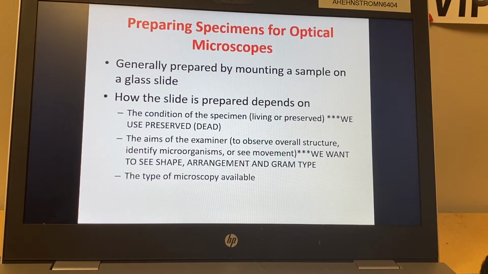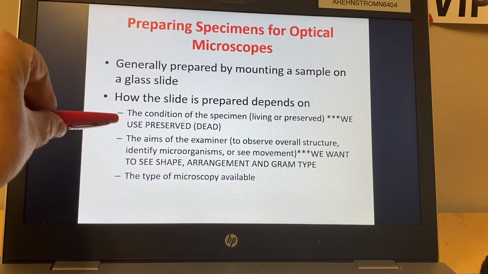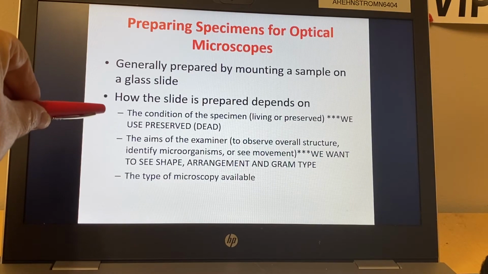So how do we prepare specimens to look at on our microscopes? And this is what you guys are going to start doing in lab 3. So, no big surprise, we're going to mount a bacterial sample on a glass slide. And there's a couple of different ways to do that. Okay, so how we decide to do our preparation is, do we want to look at a living sample or do we want to look at something that's dead and preserved? So in our case, our samples are always going to be dead and they're going to be preserved.